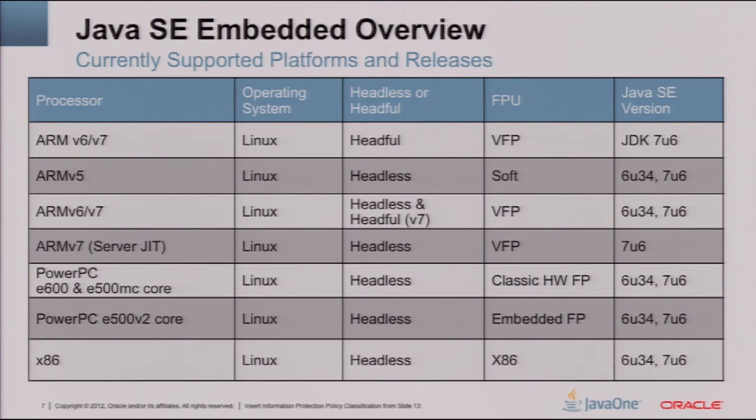That's because when they went to the multi-core chip, they switched back to classic floating point, the traditional IBM defined floating point instruction set. But if you use an E500 V2 core for your device, you need to use the E500 V2 specific binaries because it uses the embedded floating point, the auxiliary processor that Freescale has defined. And finally, for x86, we have a headless version that is much smaller, as I mentioned, than the standard SE binaries.